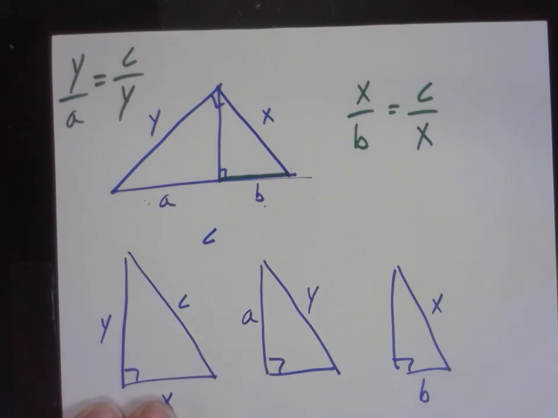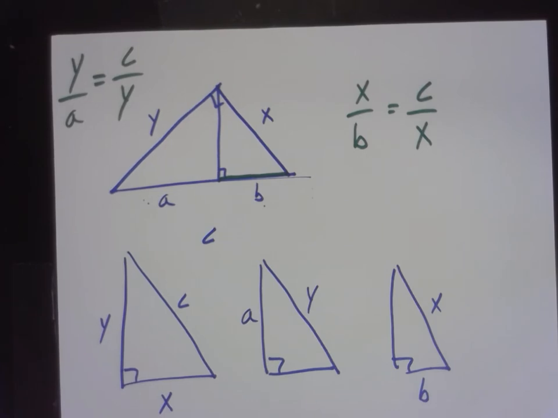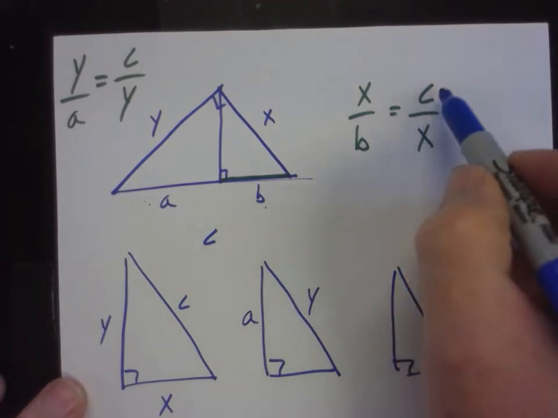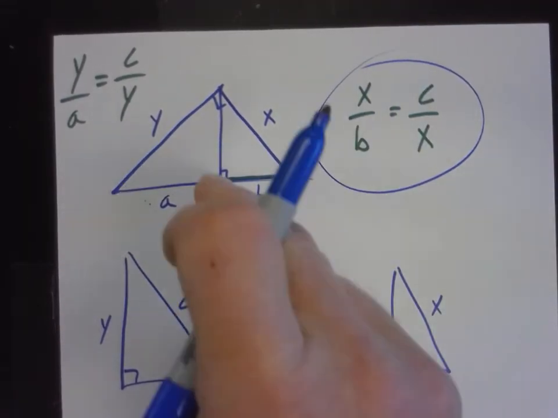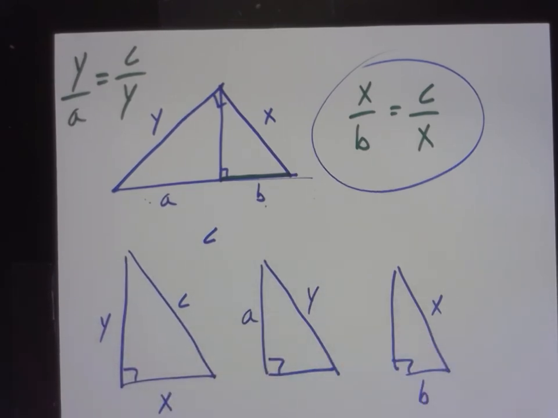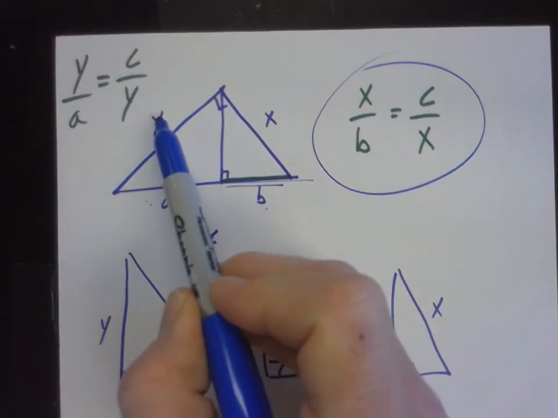Look at those two triangles. X over B equals C over X. So there's no magic thing about this. It's simply, if you look at all three of the triangles that are all similar, you just have that proportional relationship. But rather than having to look at all three of them separately and figure out how I'm going to do this, we can just remember that this leg is the geometric mean of B and C, and this leg is the geometric mean of A and C.